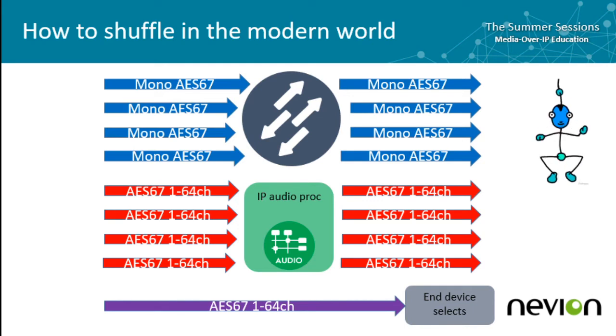One of the mindsets is to take everything down to a bare mono AES-67, because then you can inherently route each individual essence. I'm much more of a person that likes to keep phase coherent audio together in a flow, be that a stereo, be that a 5.1, or be that even bigger. What we're also seeing is lots of interconnects where typically you're bulk transferring either via MADI in a kind of asynchronous manner, or via high channel densities of AES-67 up to 64 channels.